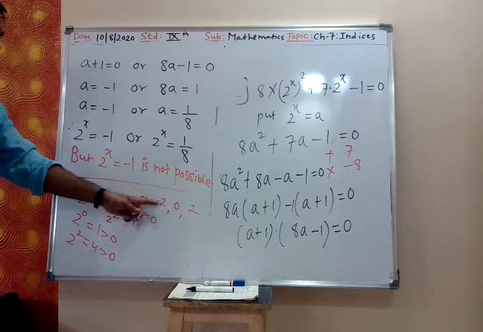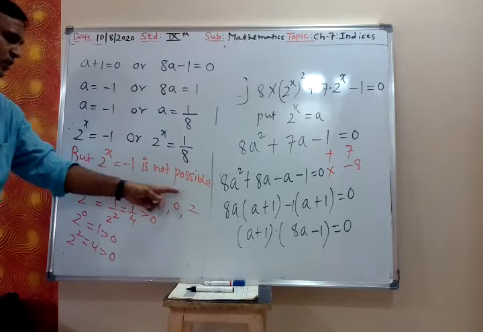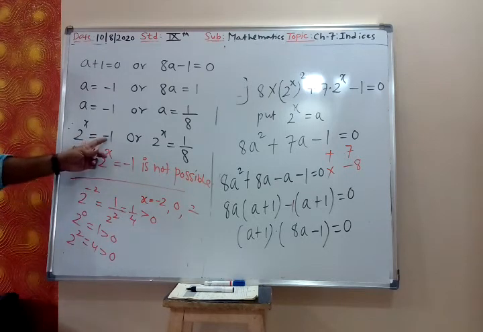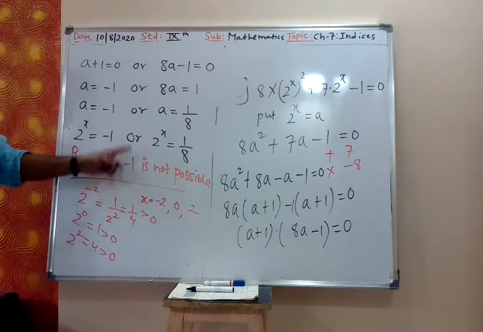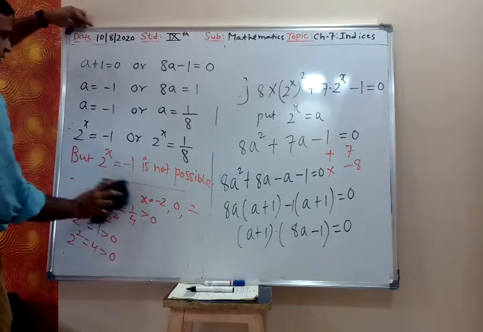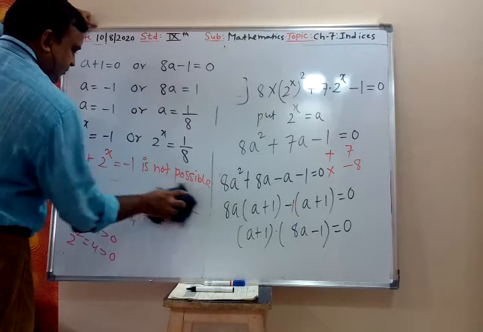4 is positive. So in all the cases it takes a positive value only. Whether the number is negative or 0 or positive, in all cases the value of this 2 raised to x will be positive. And we are getting minus 1, it is negative, it is never negative. So 2 raised to x is equal to minus 1 is not possible.